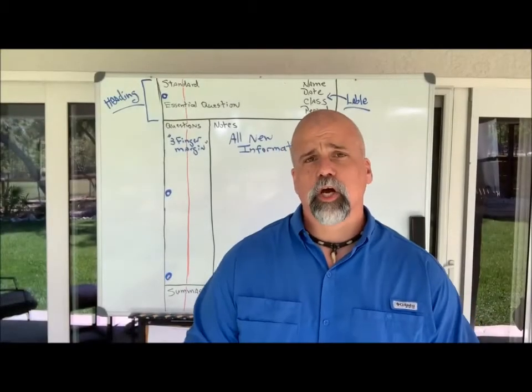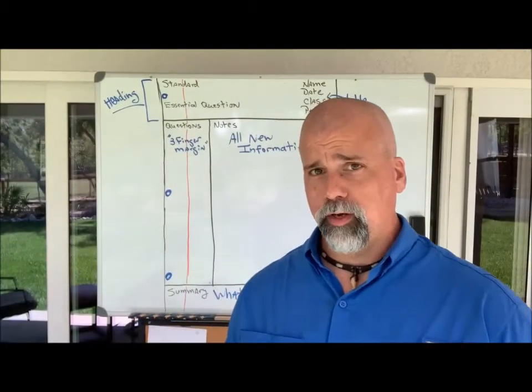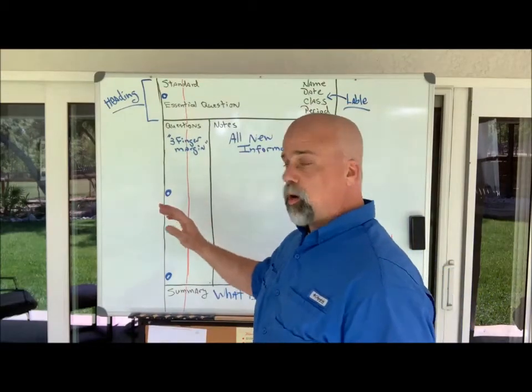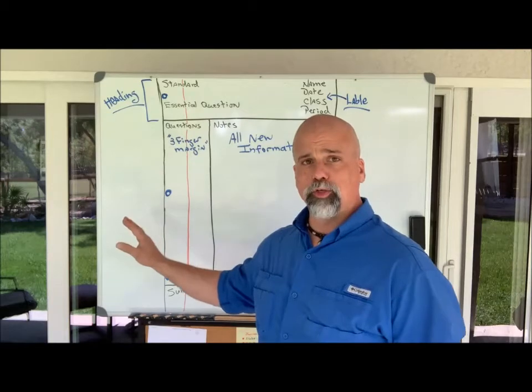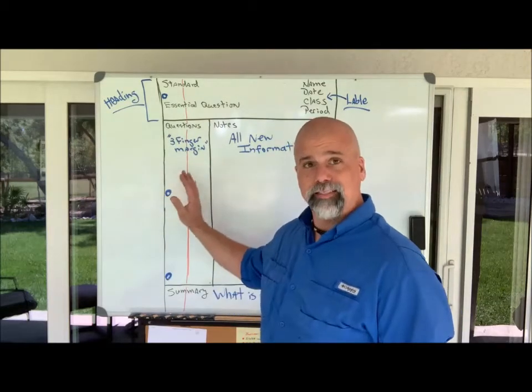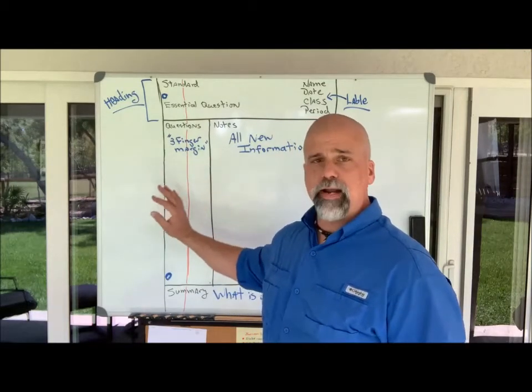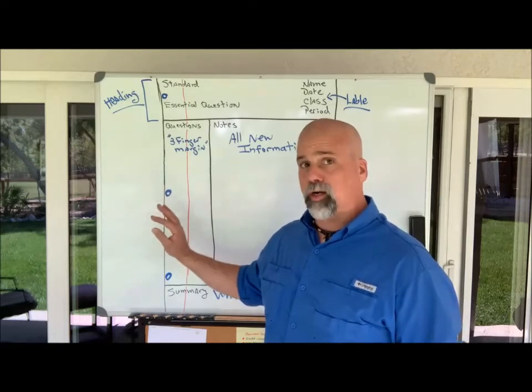Okay guys, today we're going to talk a little bit about how to set up your Cornell Notes. I got an example back here on my board and I want to explain what these blue dots and the red lines are. The blue dots are the holes in your notebook paper and the red line is the factory margin. Those are already there. You're not adding them. You're not drawing them on.